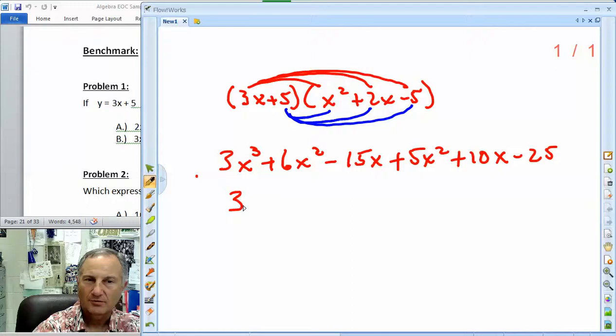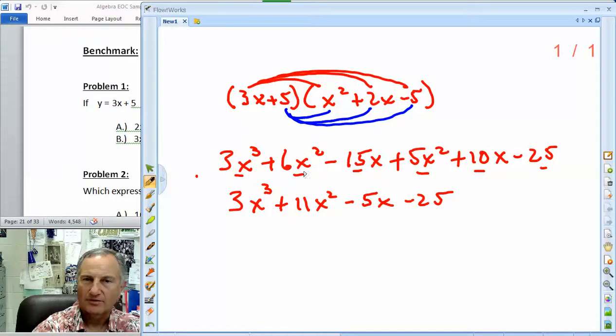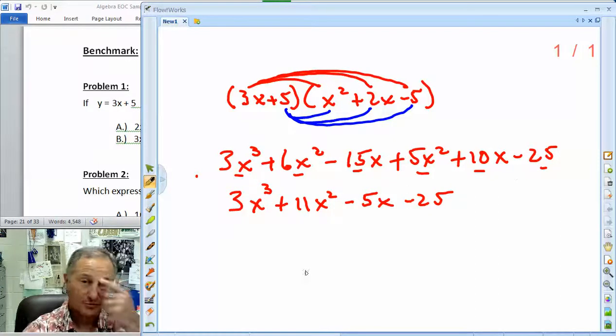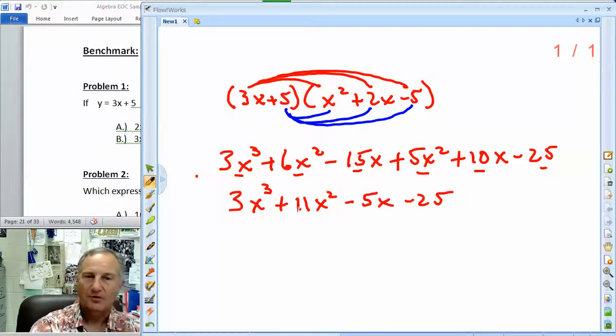Combine like terms, put it in standard form, so you're starting with the biggest exponent first. So I got that taken care of. X squareds would go next. 6 plus 5 is 11x squared. The x's go next. Minus 15 plus 10, that's minus 5x, minus the 25. And I put my little marks under each of these so I knew I accounted for every term up there. So 3x cubed plus 11x squared minus 5x minus 25.